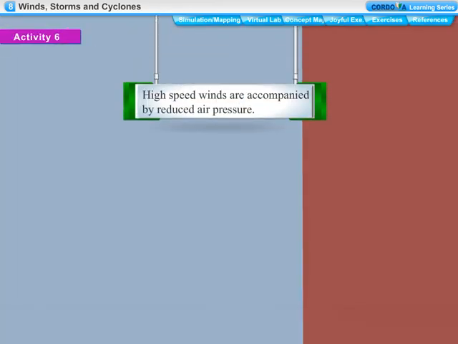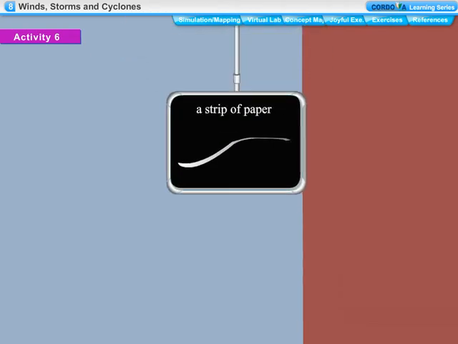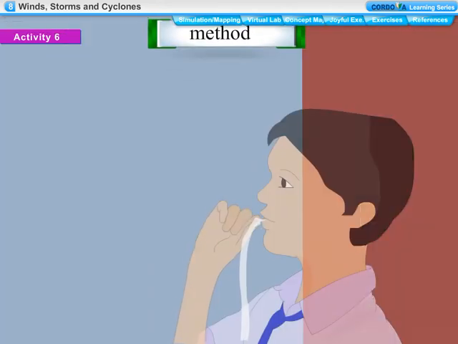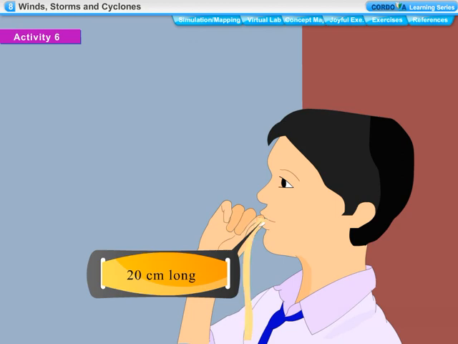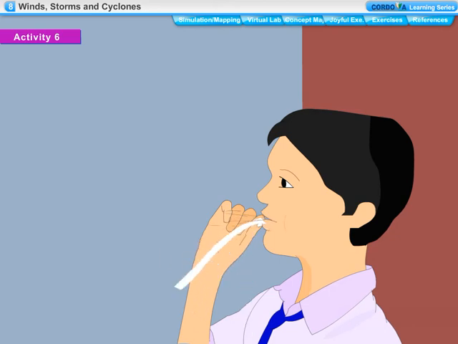Activity 6. High-speed winds are accompanied by reduced air pressure. Things needed: a strip of paper. Method: hold a strip of paper 20 cm long and 3 cm wide between your thumb and forefinger as shown. Blow air over the surface of the paper strip. We will find that the strip of paper lifts up.